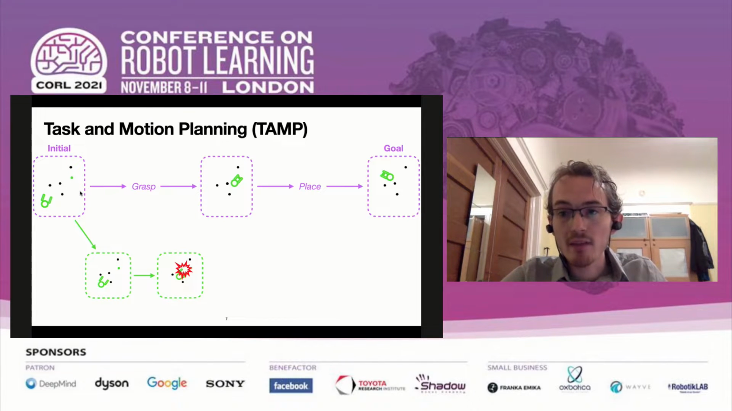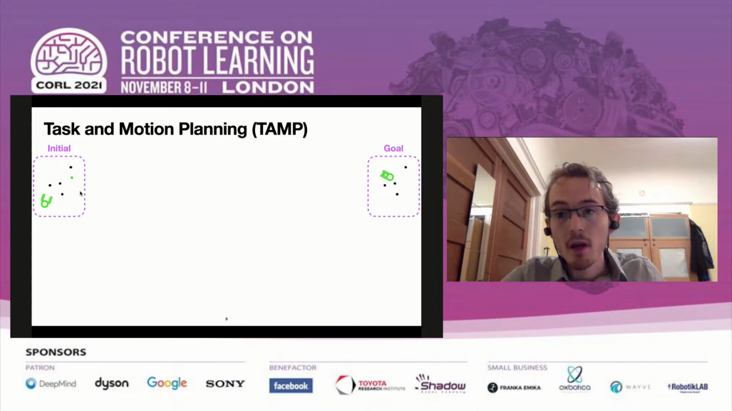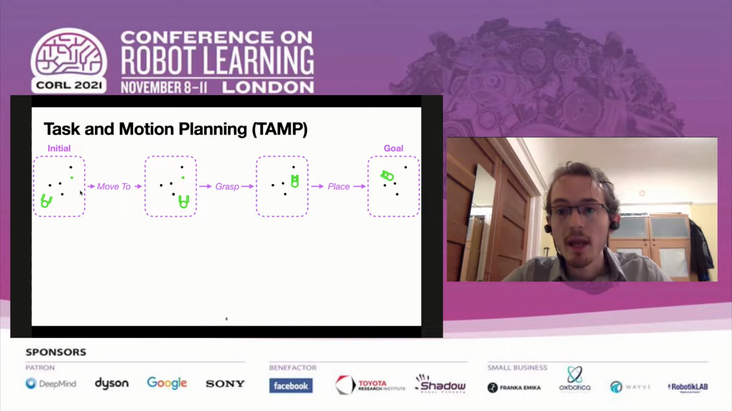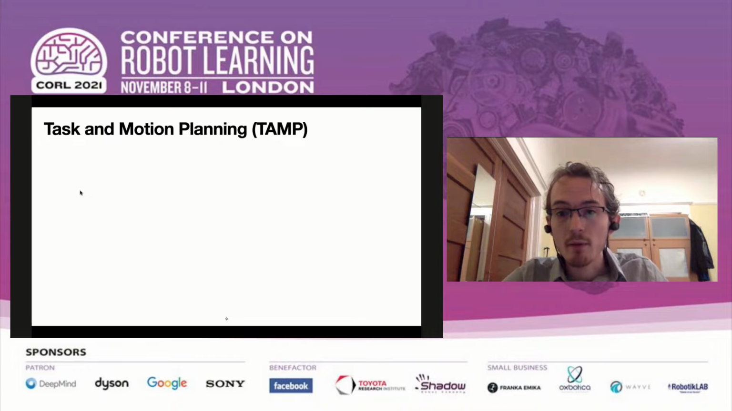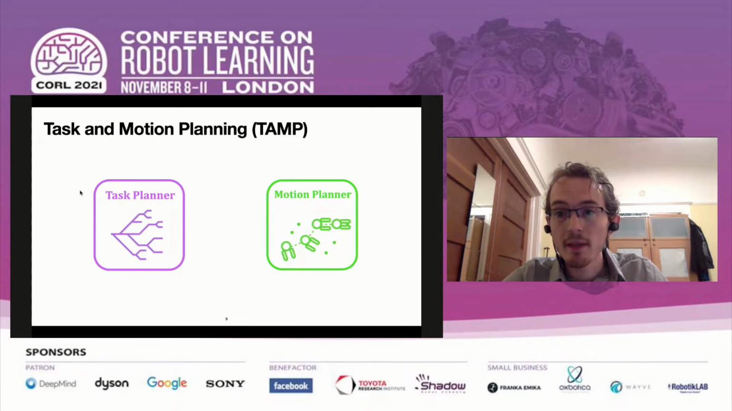And it's going to pass that information back to the task planner, which is going to update its logical state to account for the collision and then replan to avoid the obstacle and keep going. And now the motion planner can find a valid trajectory. So to recap, we have two nodes, task and motion planning, and they pass information back and forth until we find a valid trajectory that reaches our goal.